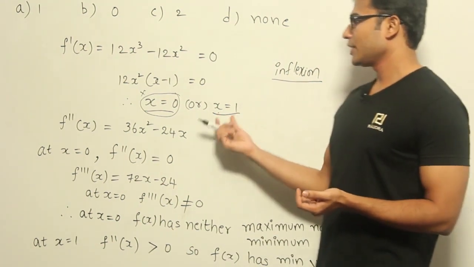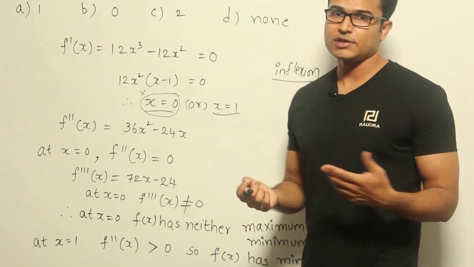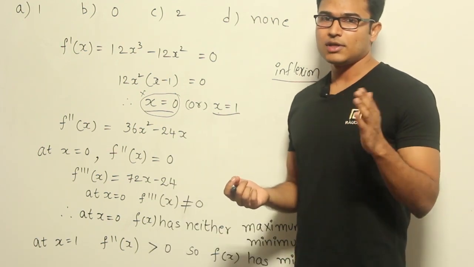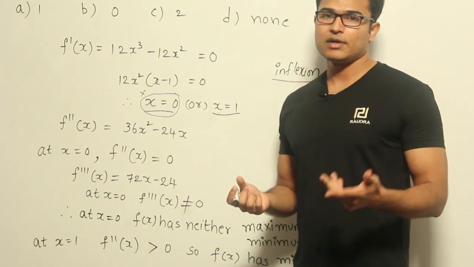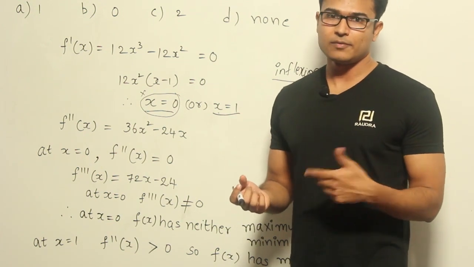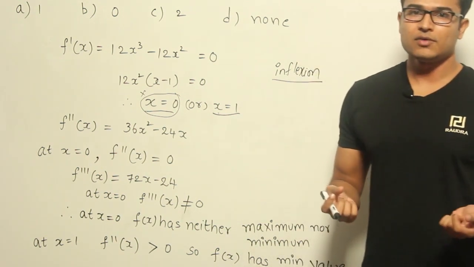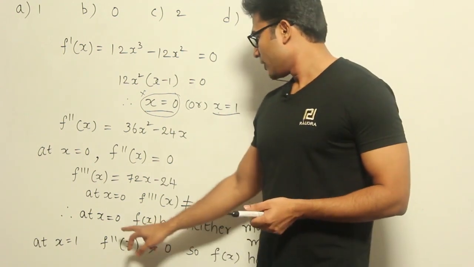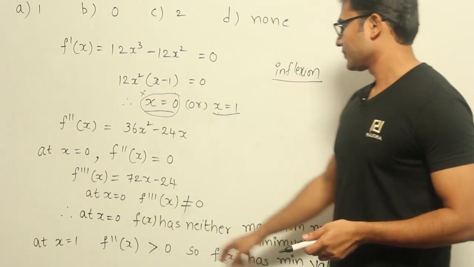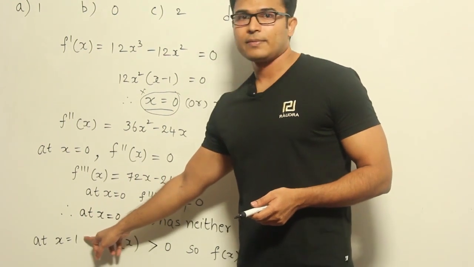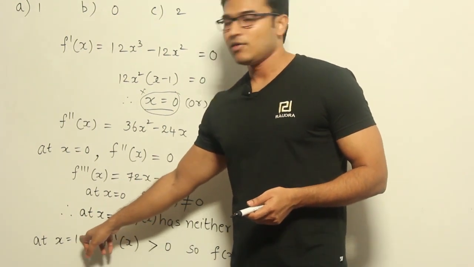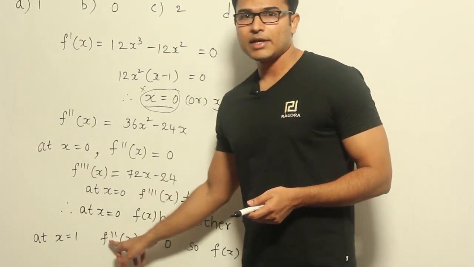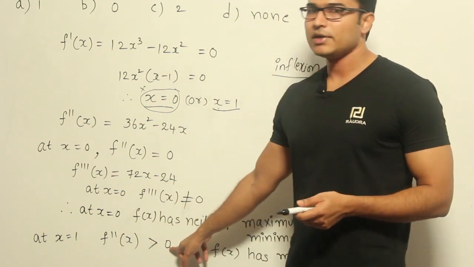So for x equal to 1, again follow the same procedure. After finding x equal to 1 from f dash of x equal to 0, you find the double derivative and substitute 1 in place of x. So do that. Now when you find f double dash at x equal to 1, f double dash of x happens to be greater than 0.